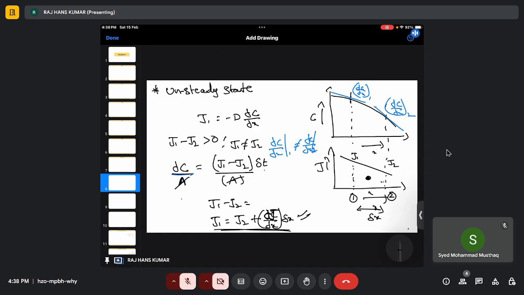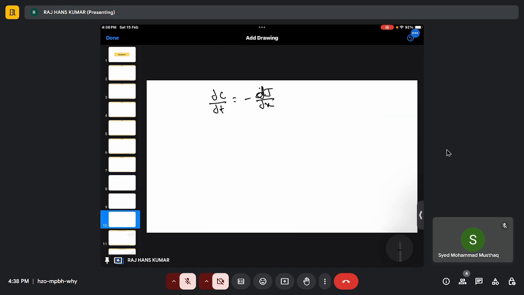Yeah, ∂C upon ∂t ... upon area. Yeah, ∂C upon ∂x. I made a mistake here. I put ∂x for a distance, ∂x, right? So now ∂C/∂t equals minus ∂J/∂x. We write it ∂C upon ∂t equals minus ∂J upon ∂x. Now what is flux?